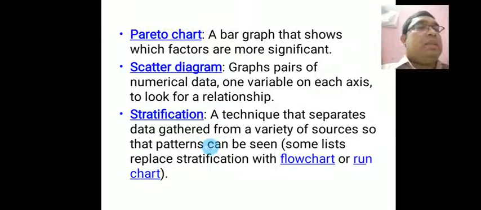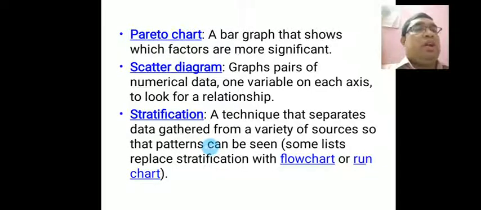Another tool is the scatter diagram. The scatter diagram is also among Ishikawa's seven tools. It graphs pairs of numerical data, with one variable on each axis, to look for a relationship.